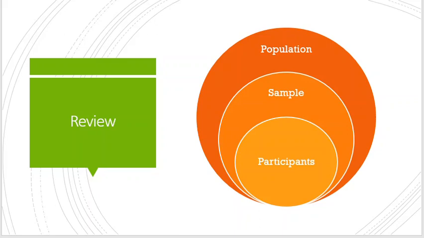The population, this is the larger, whole group from which you sampled. You may have used a method of inviting people to participate in your study using a convenience sample, stratified, or snowball sample, but the sample are those who were invited, those who received your invitation to participate. The participants are those who actually completed the survey.